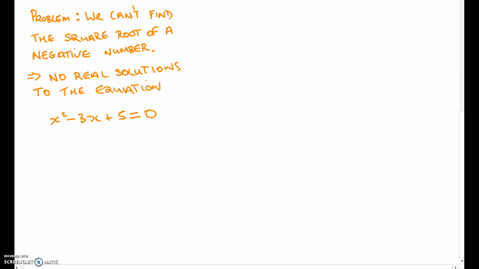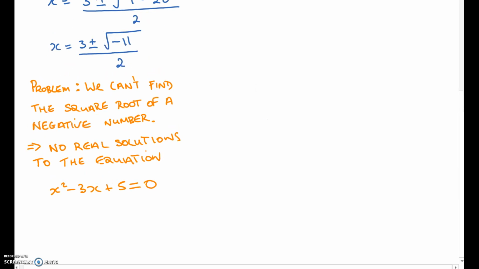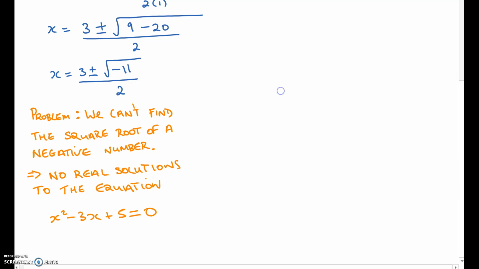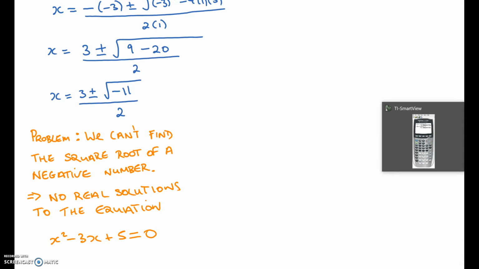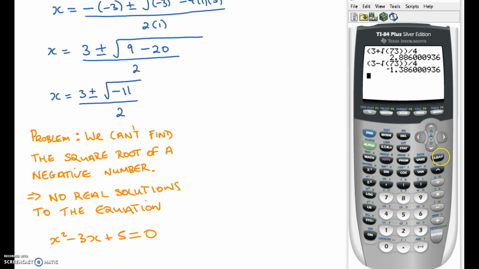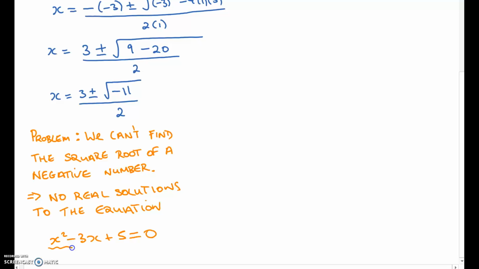Now, an interesting thing to do would be to figure out what that looks like graphically. Now, remember, the solutions to a quadratic equation are where the quadratic function hits the x-axis. So let's look at this. Let's bring this one over and see where it hits the x-axis. That's just some stuff from a previous example, so let's clear that screen. We're going to go into y equals, and we're going to have y equals x squared minus 3x plus 5.